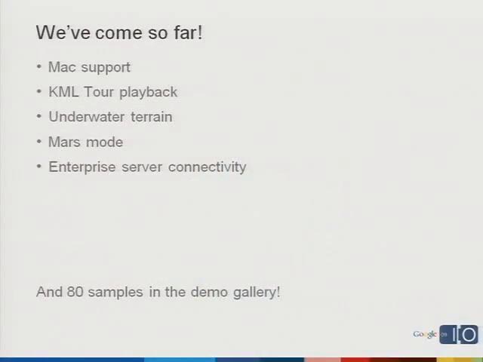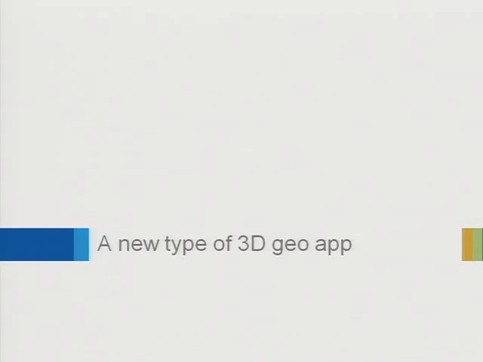We've also launched support for underwater terrain, aka ocean, as many people have called it. Mars mode, so instead of loading Earth, you can load Mars. And enterprise server connectivity. So those of you who have worked with our enterprise sales folks to get an enterprise server, you can now use the Google Earth plugin to connect to your enterprise server. And the demo gallery has grown to over 80 samples and demos. So you've got a lot of good resources out there to get started. So that's the old. I wanted to spend as little time as possible on the old. Let's talk about the new.